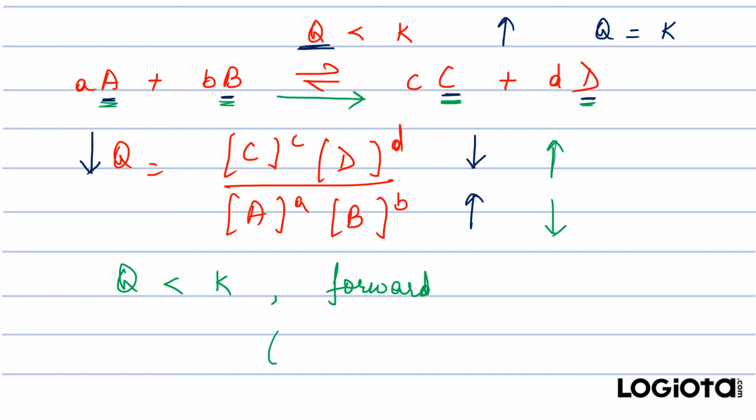And the third case is when Q is equal to K. If Q is already equal to K, then it means that the reaction is already at equilibrium. So this was all about how to predict the direction of the reaction depending upon the values of Q and K.